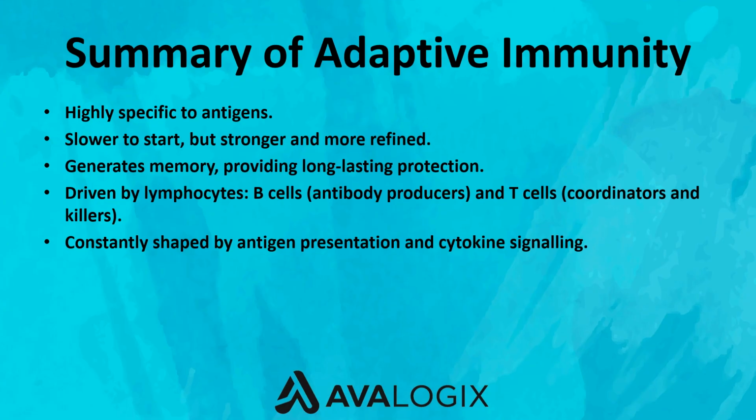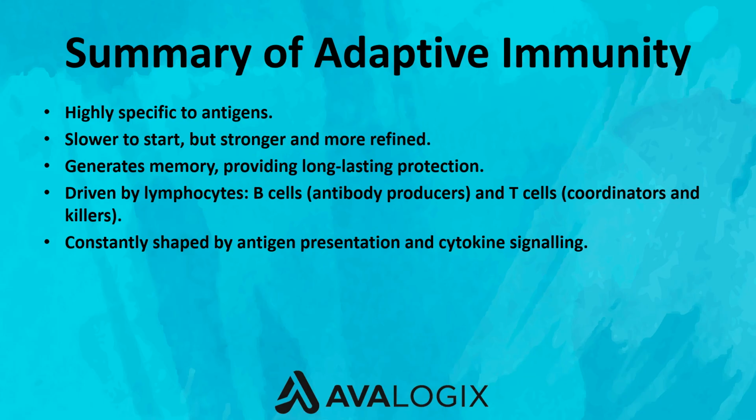Before we move into comparing the two branches of immunity side by side, let's pause for a moment and wrap up what we've learned about adaptive immunity. It's a lot, and it's powerful. Let's start with the big picture. Adaptive immunity is all about specificity, precision, and memory. It doesn't act instantly like the innate system, but when it does act, it's highly targeted, designed to destroy a particular pathogen, not just any invader.